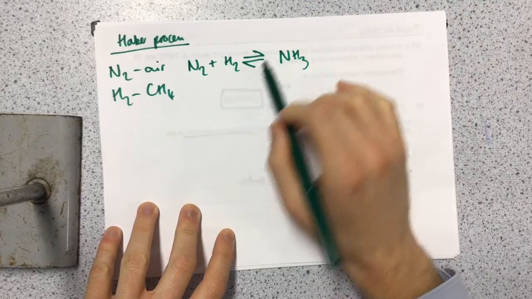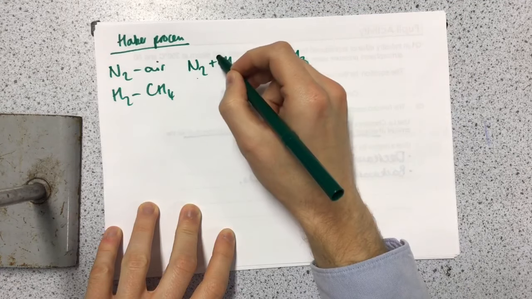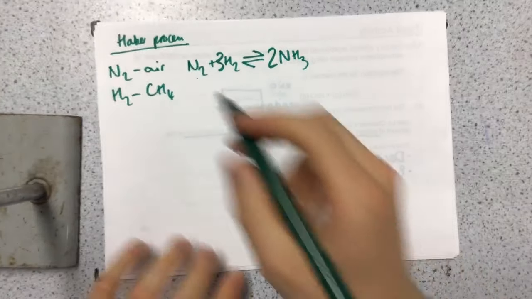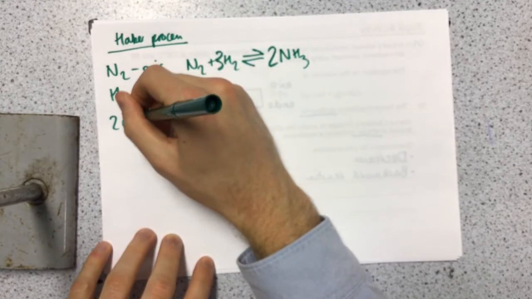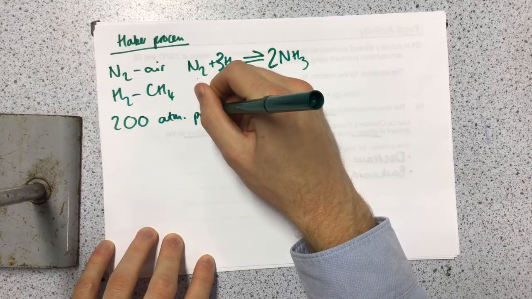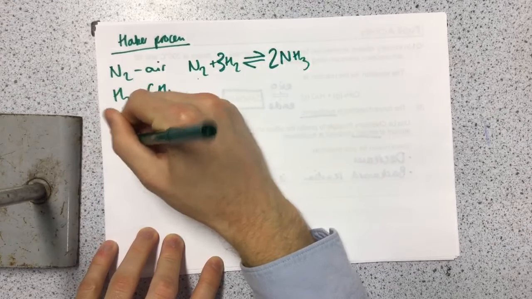We then would balance it, so we've got 2 nitrogens, which means I therefore need a 3 in front of our hydrogen. So that's balanced. You need to know the conditions that this is done at. So it's done at 200 atmospheres of pressure, and it's done at 450 degrees.